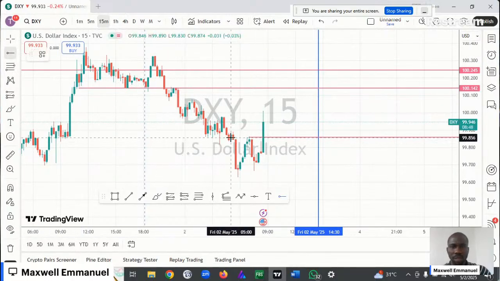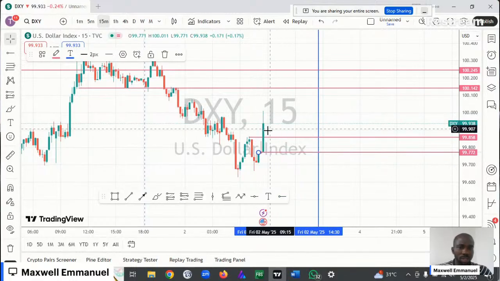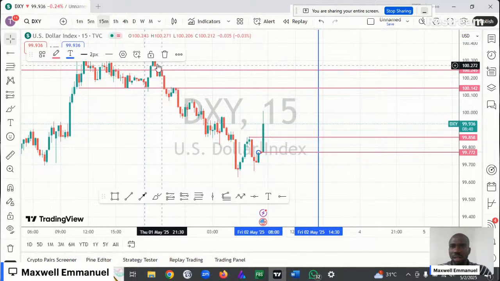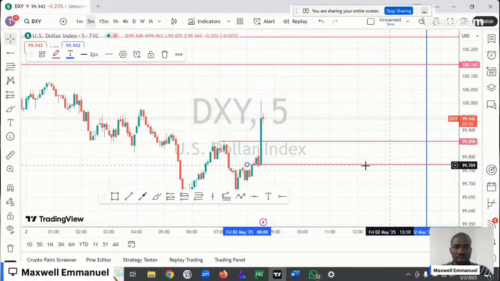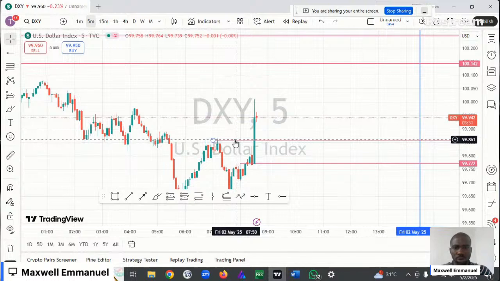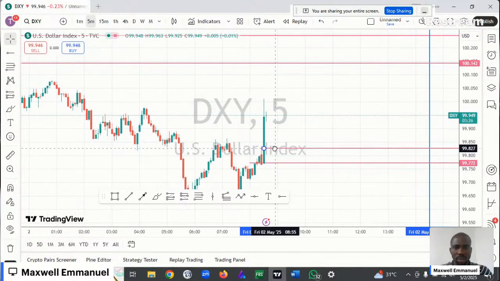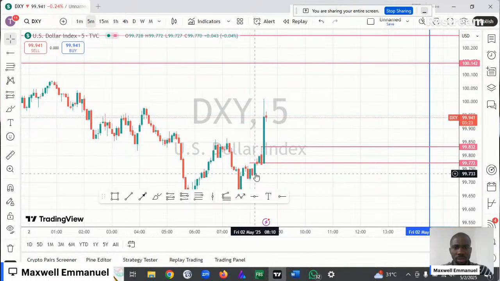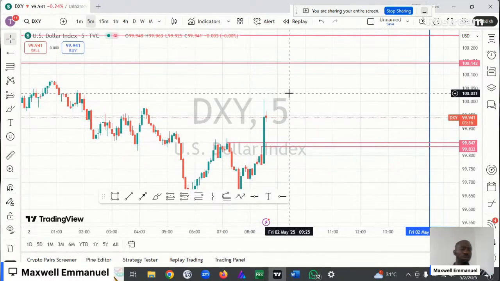So that's my take on the US dollar index. I want to see it pull back to this area before going bullish. It will create a fair value gap at this point. So that's my expectation. Price should pull back to fill this gap before going bullish on the index.